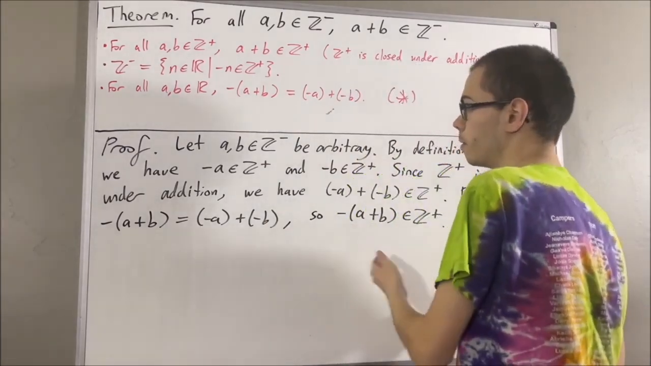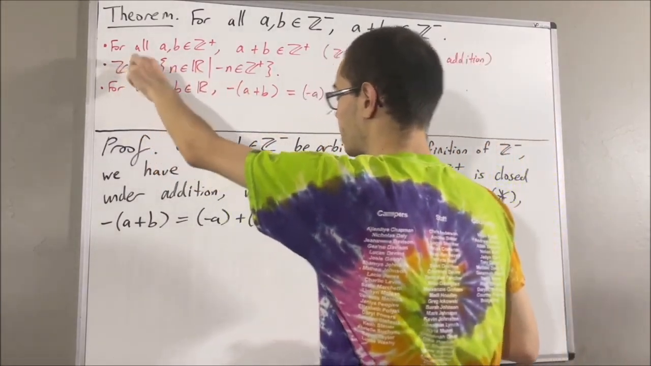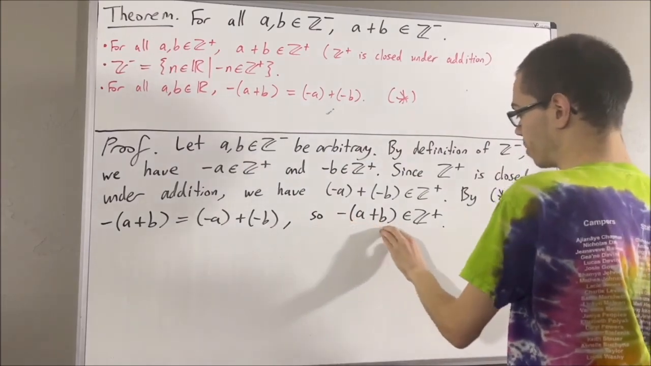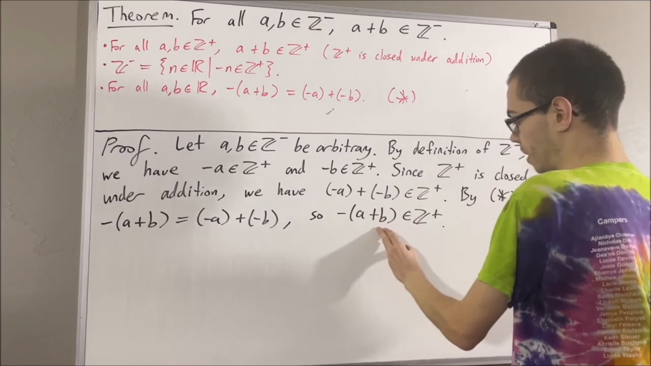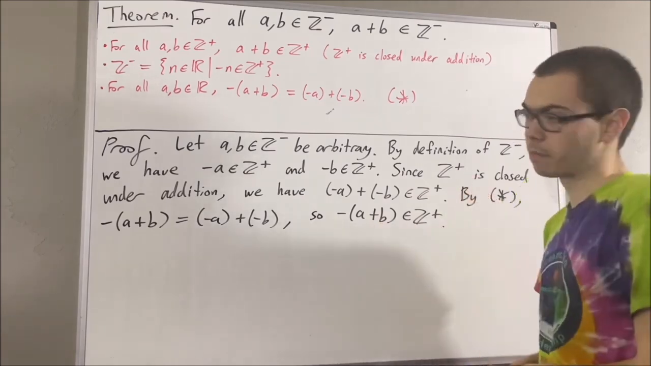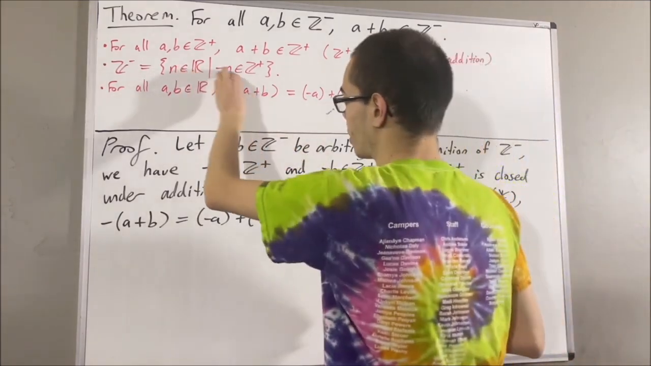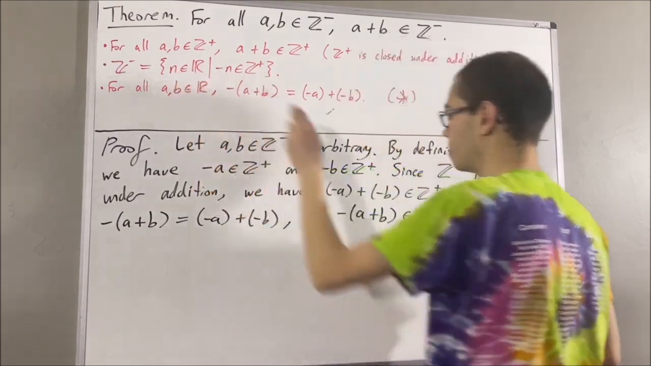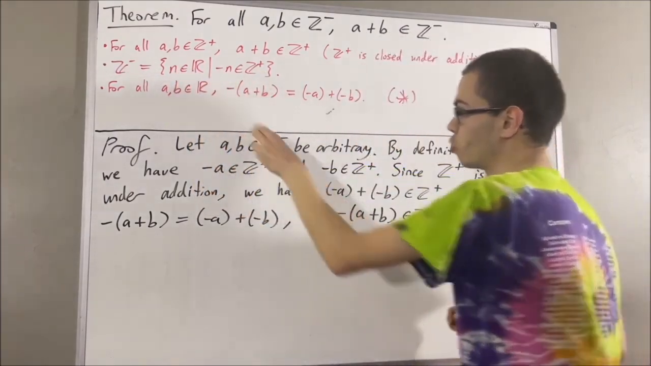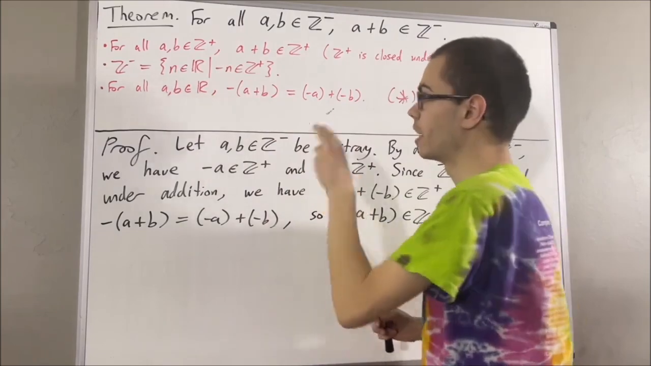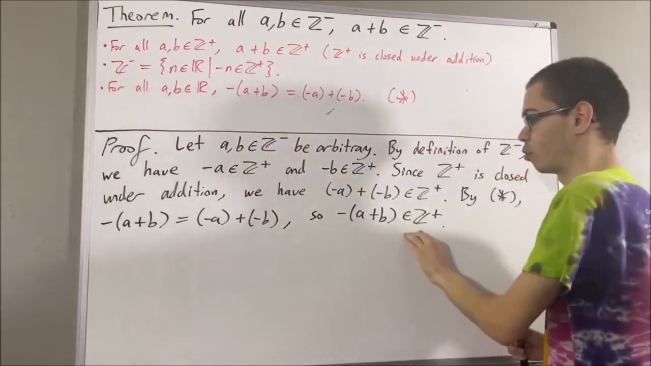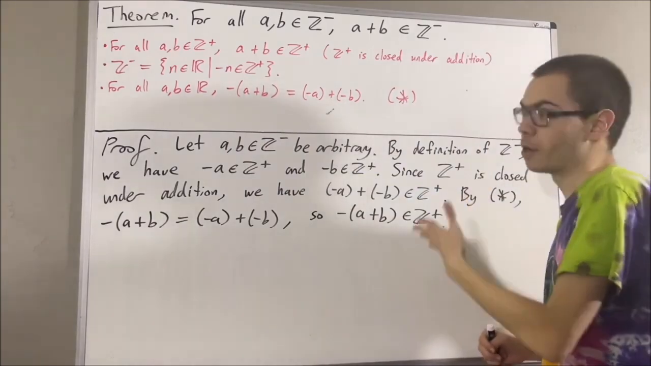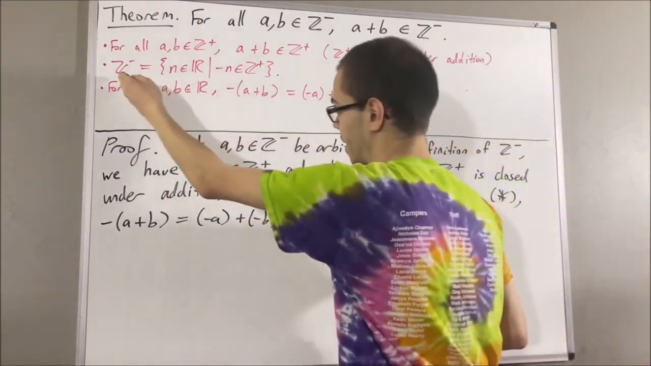But then, by definition of the negative integers, since the negative of a plus b is a positive integer, that tells us that a plus b is a negative integer. Because, according to our definition, if we take n to be a plus b, it is true that a plus b is a real number, and it is true that the negative of a plus b is a positive integer, because that's what we have right here. Therefore, that tells us a plus b is a negative integer.